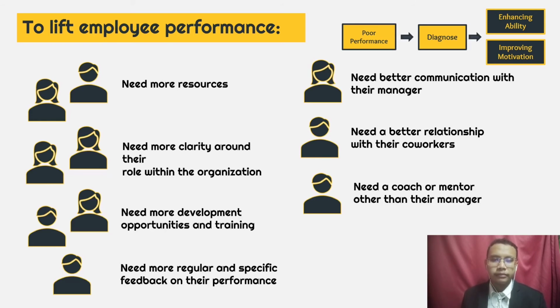This means that at the same time, we work by target group that consists of 10 employees. By using this target group, we can allocate certain numbers of employees to the things that they need. Such as 2 employees need more resources, another 2 employees need more clarity around their role within the organization, and 2 more need more development opportunities and training.